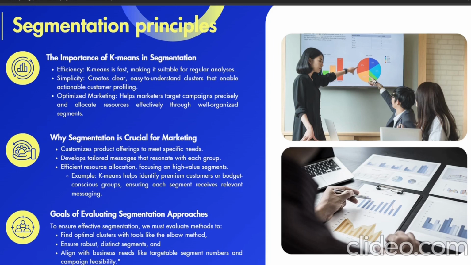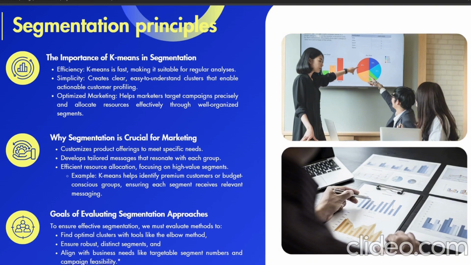So now let's look at how data science helps us find these segments. In marketing analytics, K-means clustering is a key tool. It's popular for its simplicity and effectiveness in finding clear patterns in complex data. Here is why: efficiency. K-means is quick, making it ideal for regular analysis. Simplicity. It produces clear, understandable clusters that support actionable customer profiling. And optimized marketing. With organized segments, marketers can target campaigns precisely and allocate resources effectively.